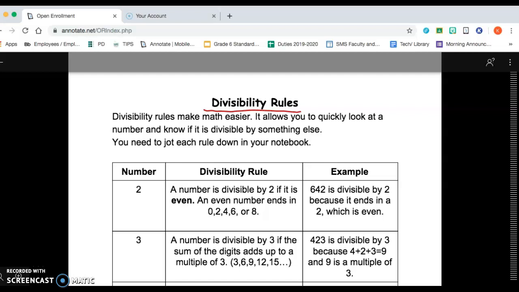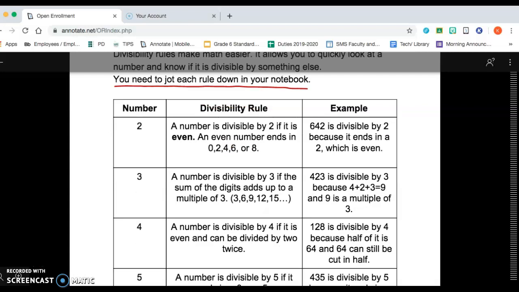So what you need to do is, this is going to be part of your notebook check. So call it Divisibility Rules right there. Go ahead and title this in your notebook. And what you're going to have to do is just jot down each rule, okay? So you're just going to have to jot down this information.